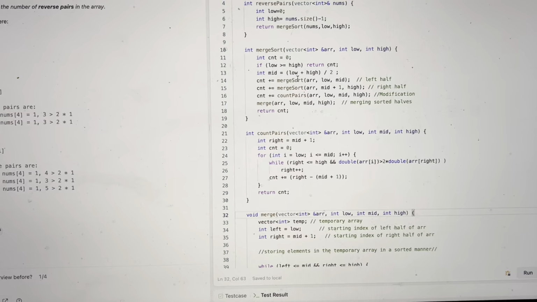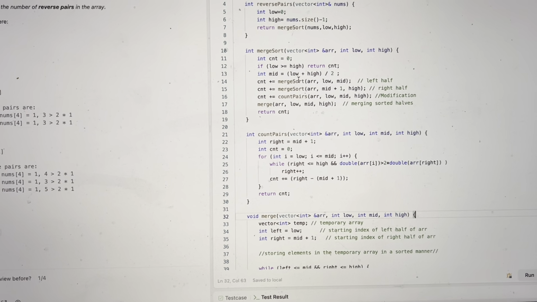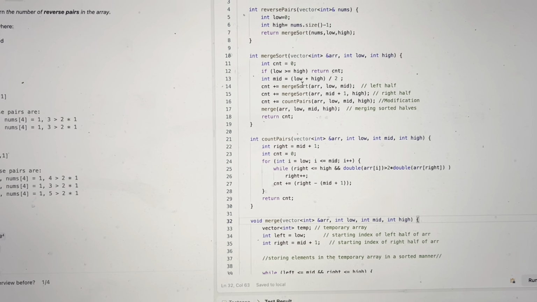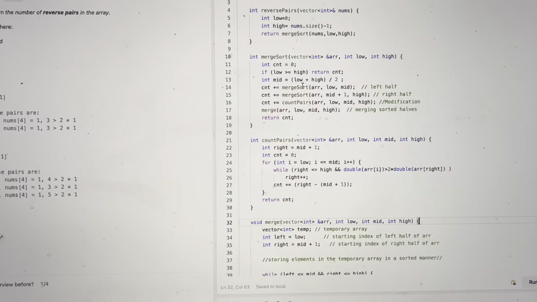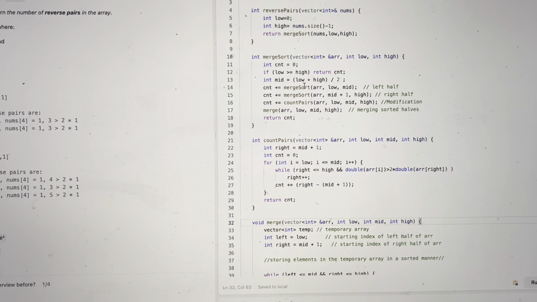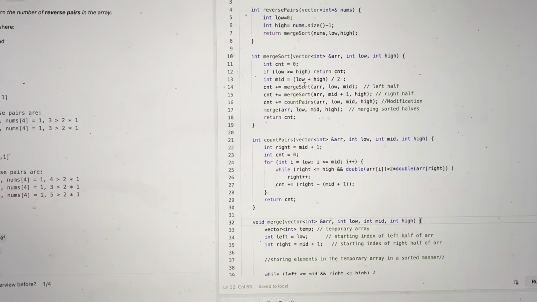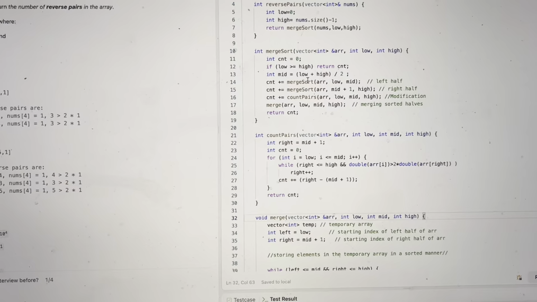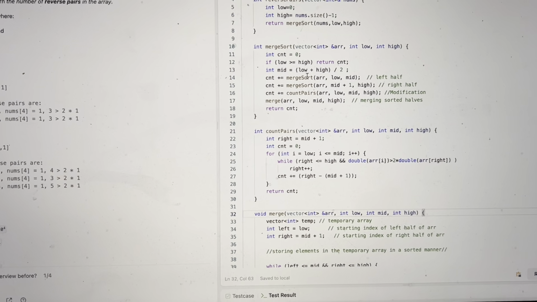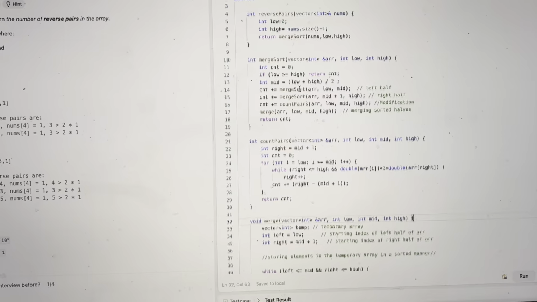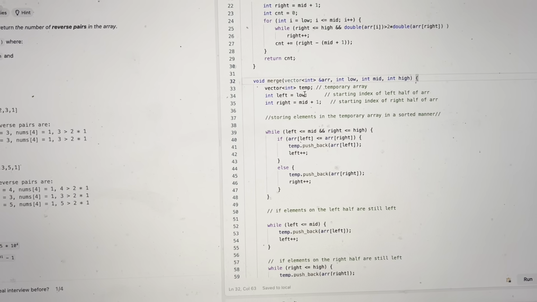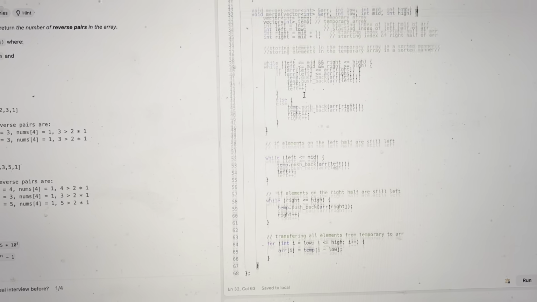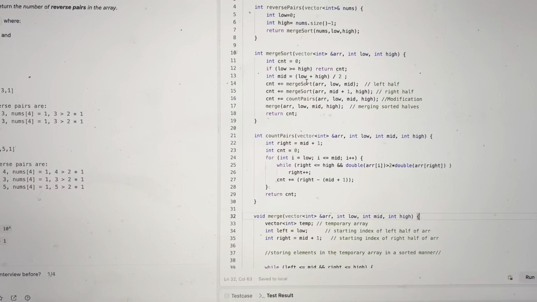With this recursive merge sort function, we are dividing the array into two halves, left half and right half, until it becomes a single unit value. Then we count the number of reverse pairs, and then we implement the merge function where we add up both the halves. In this merge function, you can see it is implemented just as in the merge sort algorithm. This is the same code, but the main thing is the count pair function.